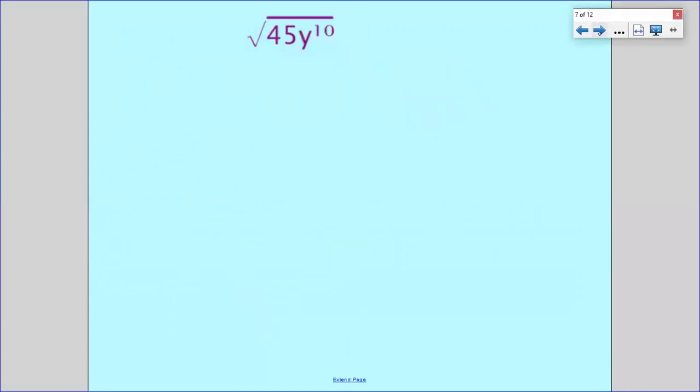Let's look at the next one. Square root of 45y to the 10th. Okay, so 45, let's do that first. A perfect square that's a factor of 45 is 9, so the square root of 9 times the square root of 5. The square root of 9 is equal to 3.